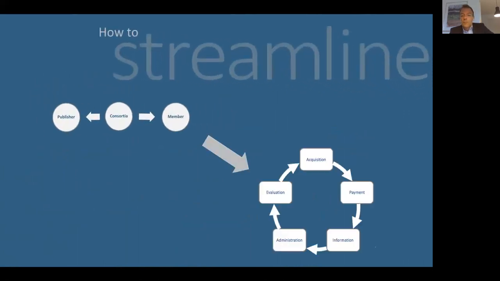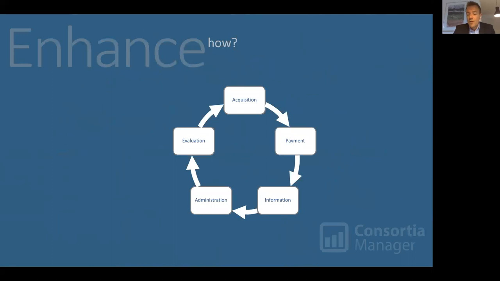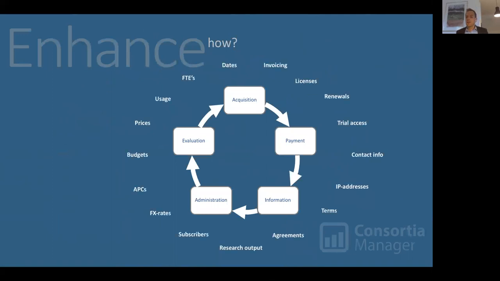Now, when we're talking about streamlining, we're talking about the acquisition cycle. And any of you who's into acquisition knows what this is. It's just acquiring something, paying for it, finding the information, administrating everything from IP addresses to FTE numbers, etc., and then evaluating at the end of the cycle whether you want to renew it. But what goes into that? Well, there's a lot of things, and every consortium is different.